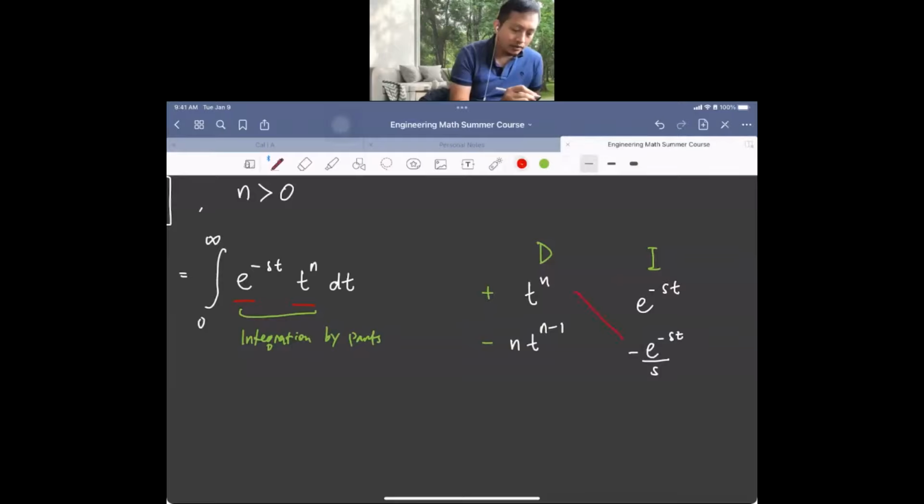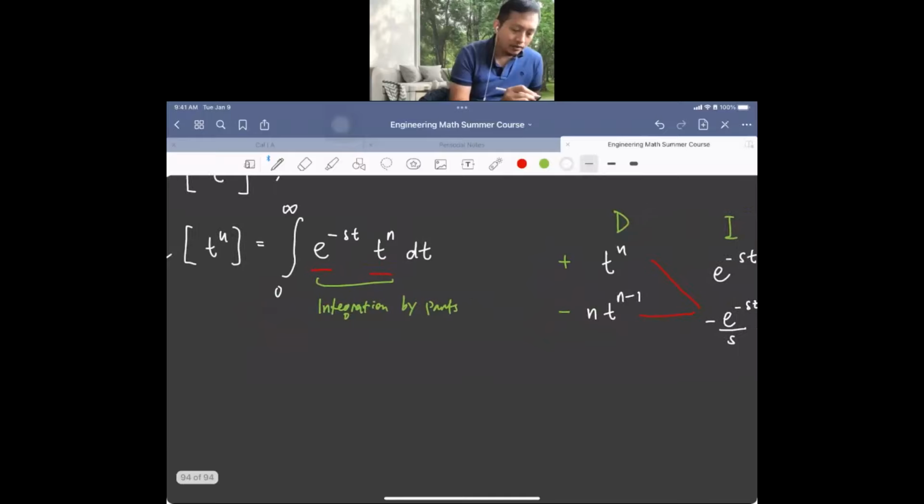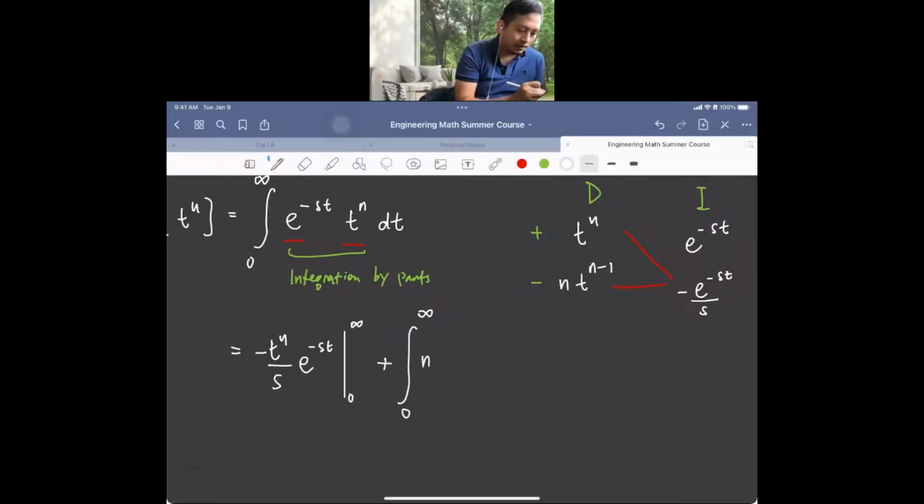Okay, I think we can set up these elements and put them into our equation, right? So this will be t with power of n divided by s, e with negative st, evaluated from 0 to infinity. Of course, you need to remember the infinity here means that there is a limit there. I will just skip writing the limit to make it short. And then minus the, plus, integration. Still, we are going to write this n t with n minus 1, divided by s, and e with power of negative st dt.